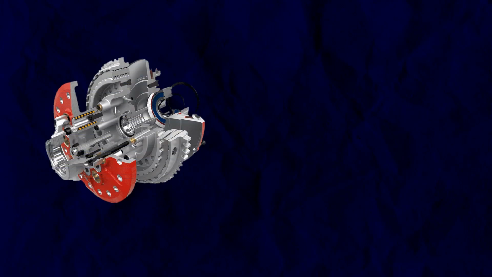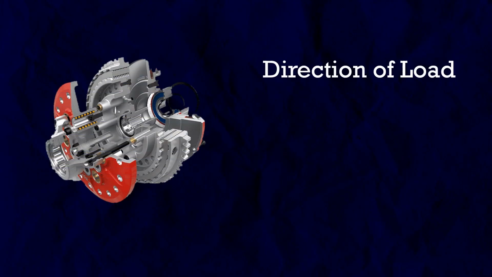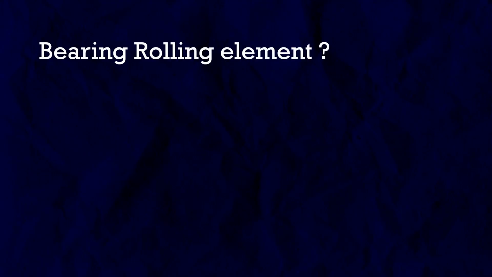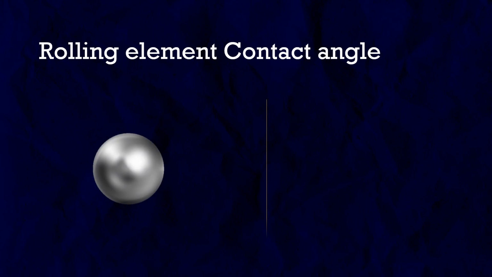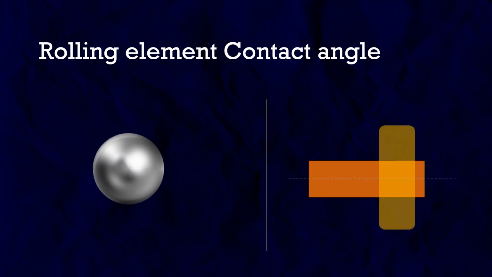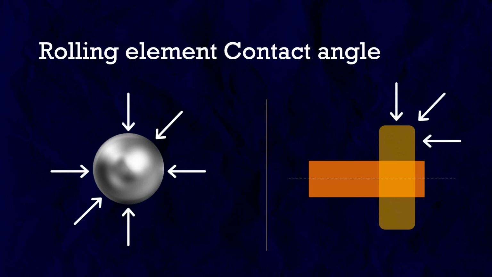So what I did, I started to understand my design and application more deeply. Like the direction of the load in my design, the amount of the load and the speed, and on the basis of these requirements, I started to push myself to think about what should be the bearing design for this particular application. Like what should be the rolling element of the bearing according to the amount of load and speed, ball or roller, and what should be the contact angle of the rolling element according to the direction of load in my application, like axial or radial or 30 degree or 45 degree.